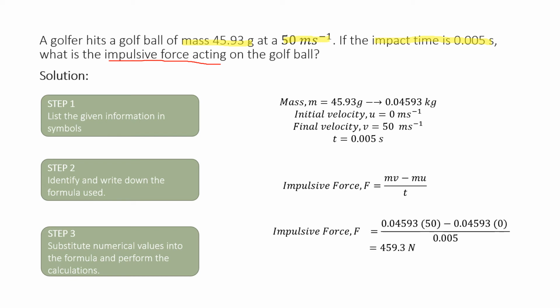The answer we get after the calculation is impulsive force equal to 459.3 Newton. From the answer, we can say that the impulsive force is acting in the same direction as the velocity of the golf ball.